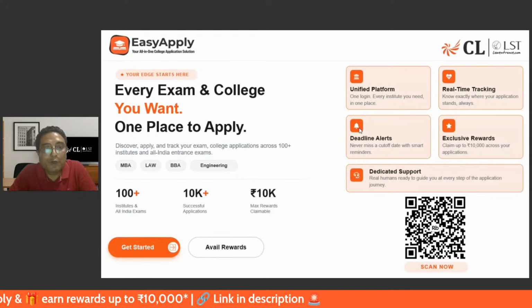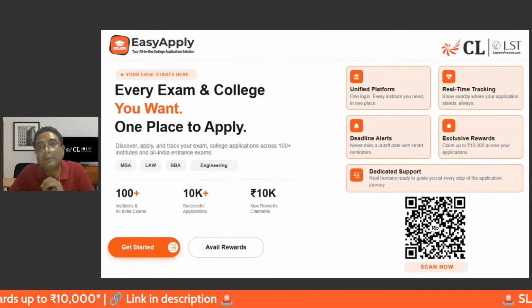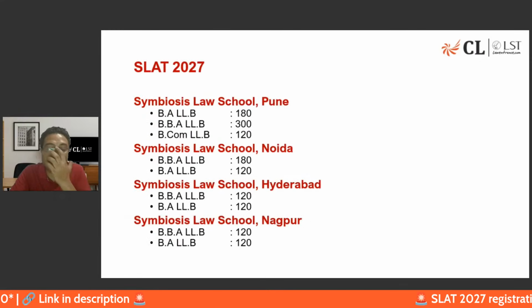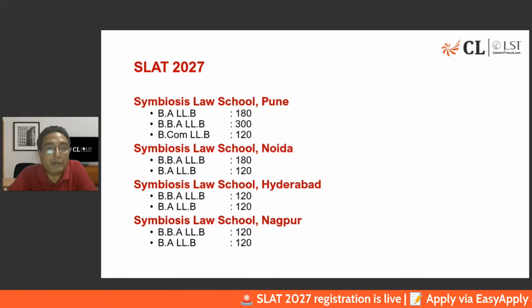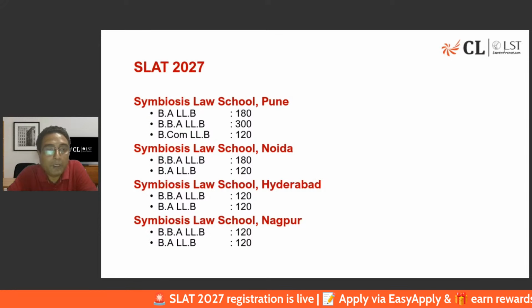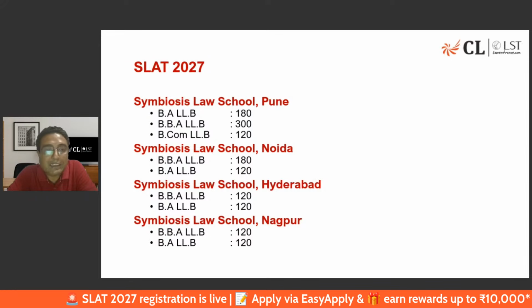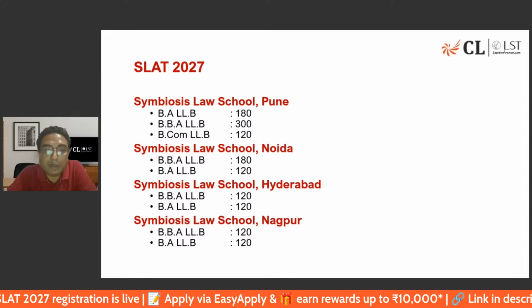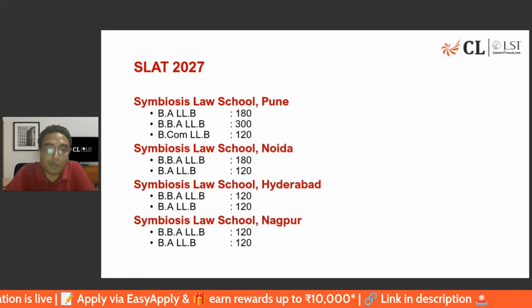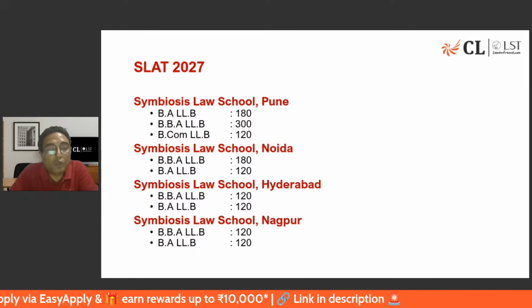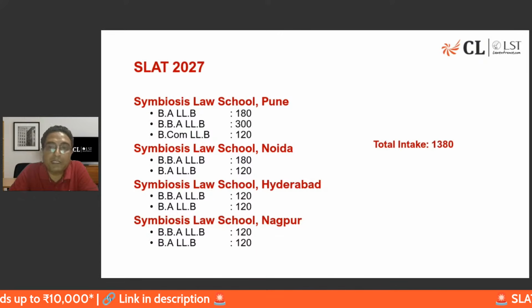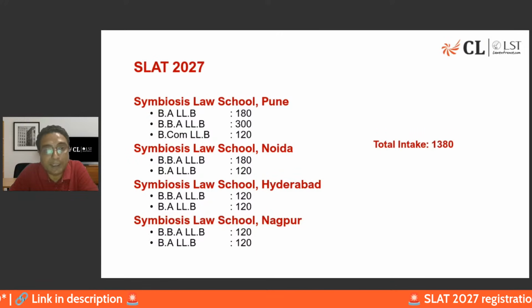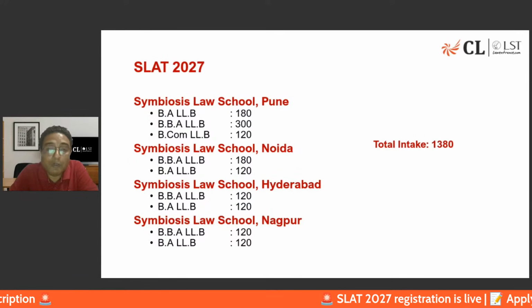So let's move on and figure out how to fill the application form. The first and foremost thing is understanding the intake. We have three different programs at Symbiosis Law School Pune, and two programs each at Symbiosis Law School Noida, Symbiosis Law School Hyderabad, and Symbiosis Law School Nagpur. The total intake for the Symbiosis Law Schools across the four campuses stands at 1380. That's a good number of seats.